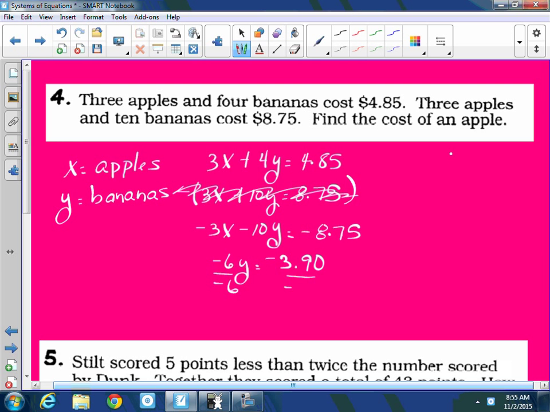Okay, divided by negative 6. Y equals 0.65. So 65 cents for each banana? Yeah. You can put the point if you want to. You don't have to put the point as long as you put the cent sign.